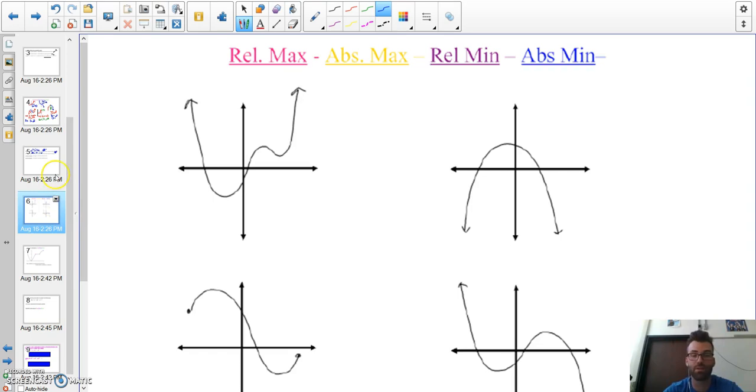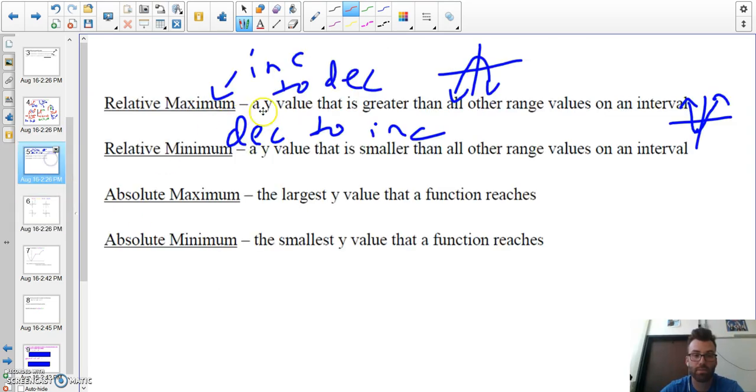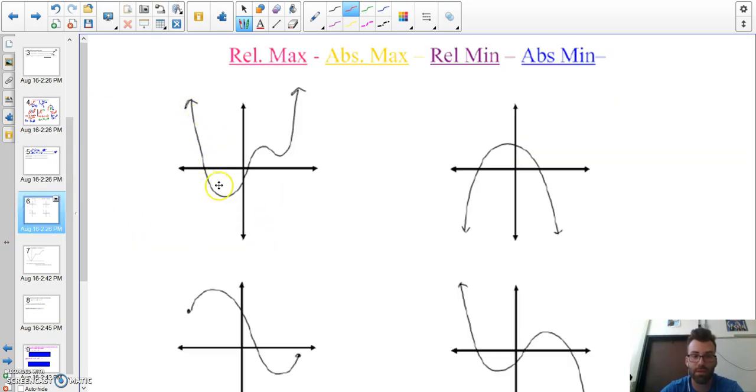So let's try to identify some of these things. Let's identify all of our maximums first, or if there's more than one. Remember, maximums go from increasing to decreasing. So I'm decreasing here, now I'm increasing and I decrease. So here we go, there's a maximum.